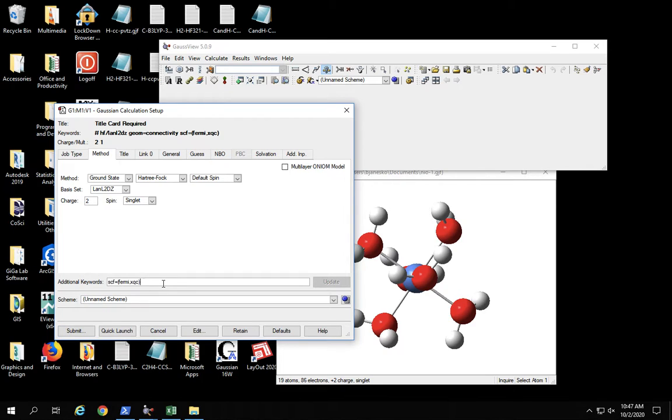To do this, I'm going to add a couple more keywords. First is nosym, so don't use symmetry. Allow the wave function to have a lower symmetry than the rest of the system. And I'm going to do stable equals opt. This is a nice property of the Gaussian code that you can check if your wave function is stable with respect to perturbations. If it's not, you can re-optimize a lower symmetry wave function.